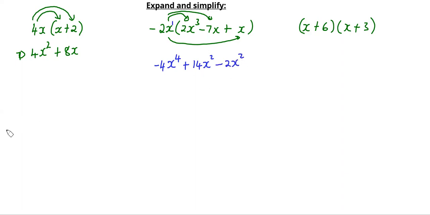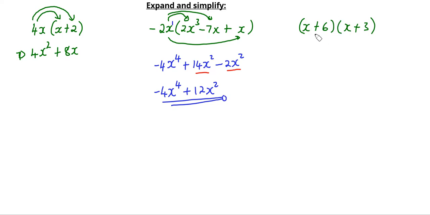But now what we can see is that we have got like terms here. Okay, we've got like terms, and when we have like terms, we can actually solve them. So let's see what we get there. It's going to be negative 4x to the power 4. Then 14x squared minus 2x squared is going to give us plus 12x squared. Okay, so this becomes our answer. Okay, now let's move on to the next one.